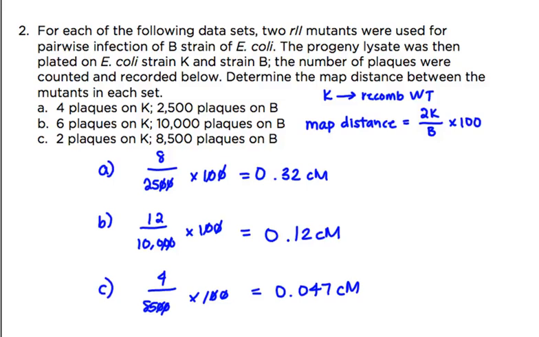So as you can see, the closer the 2 mutations are linked, the less recombination you're going to have, and therefore the less number of plaques you're going to see on E. coli strain K.